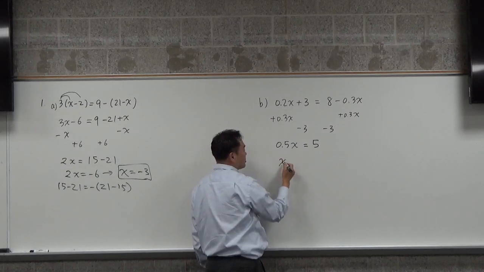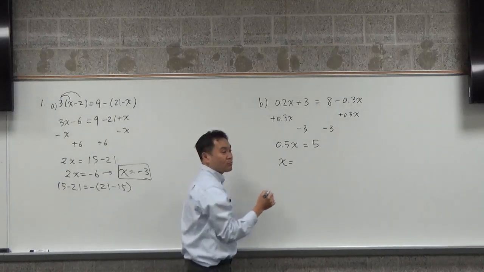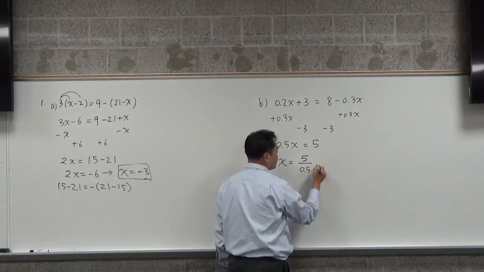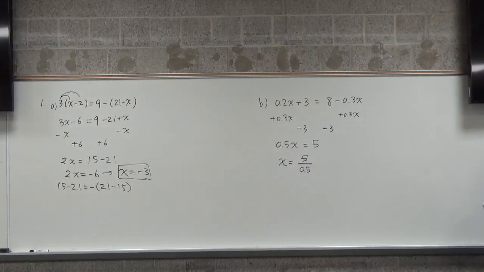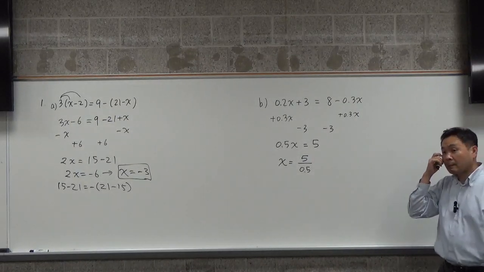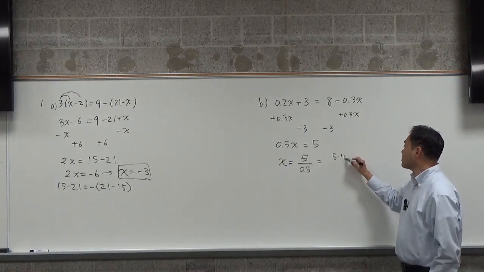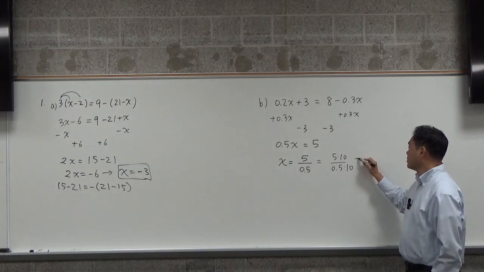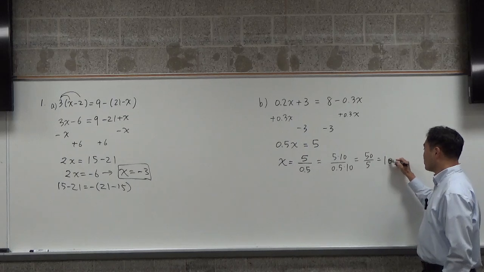And then, what is it? 5 divided by 0.5, right? Okay, how do you calculate 5 divided by 0.5? Yeah, you multiply top and bottom by 10 so that you get 50 divided by 5, which is 10.